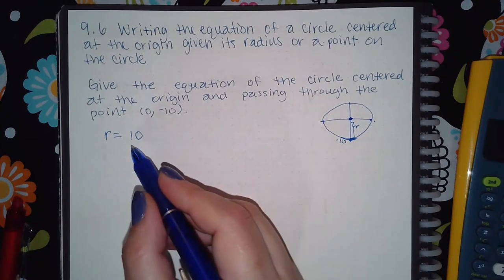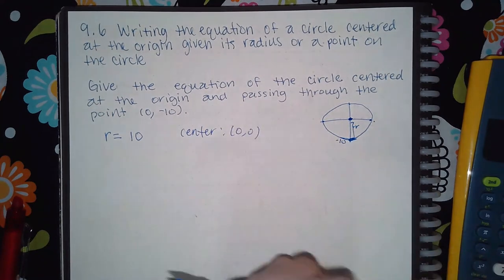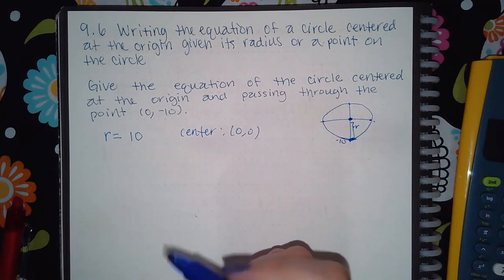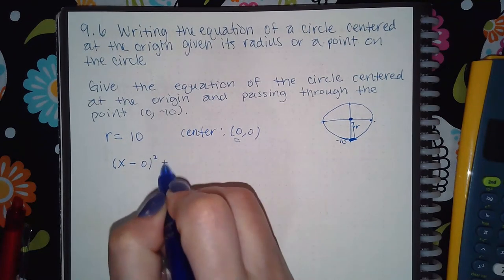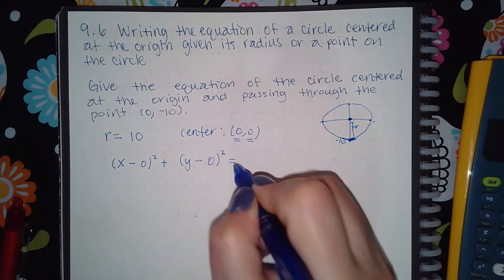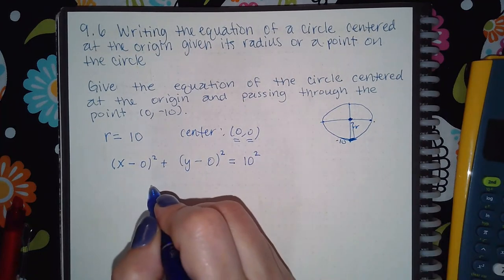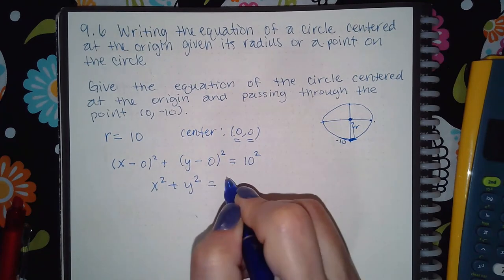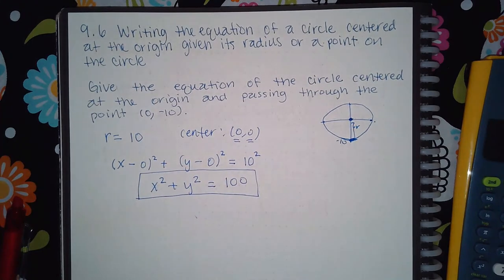So once I have the radius and I know that the center is the origin, which is 0, 0, I can write that equation, and the equation is going to be x minus the x coordinate squared plus y minus the y coordinate squared equal to the radius squared. So you don't really have to write x minus 0, it's just x squared, and that's just y squared, and then this would be 100. And so this is the equation that they're looking for.